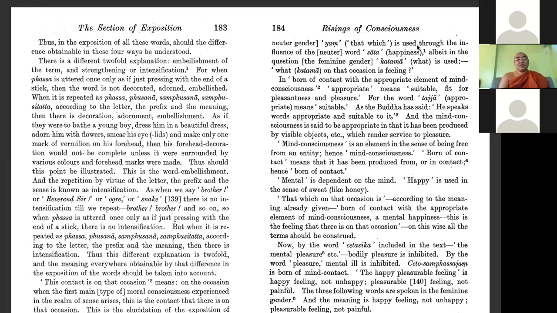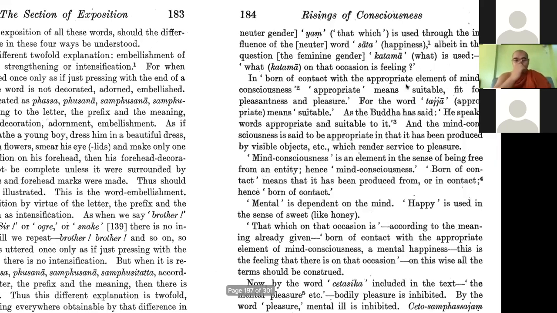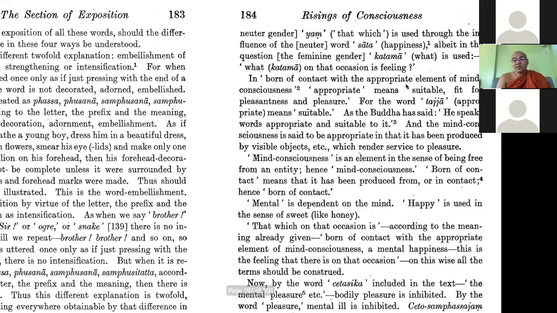Okay. In that case, the word dajja you can follow here. "Born of the content, with the appropriate element of the mind consciousness, mano-vinnana-dhatu." So appropriate here means dajja, the word. Appropriate element of the mind consciousness. Here, appropriate means suitable or fit for the pleasantness or pleasure. So for the word tajja, appropriate means suitable.